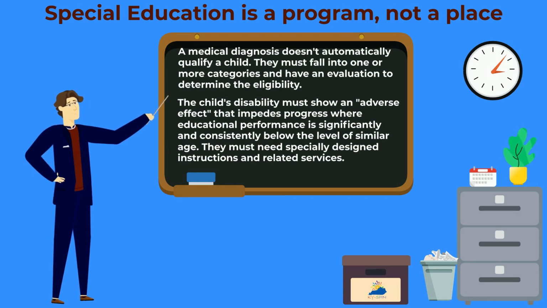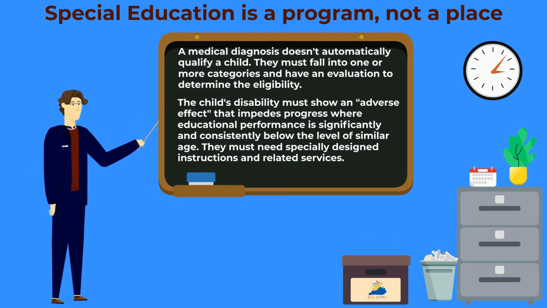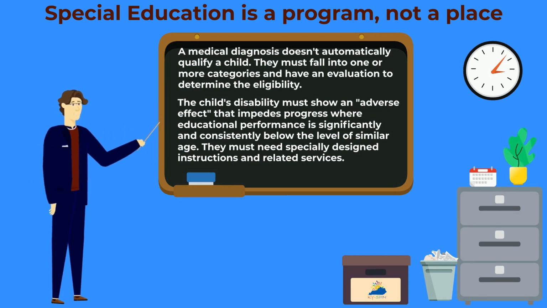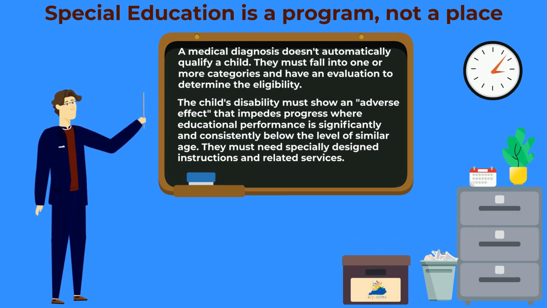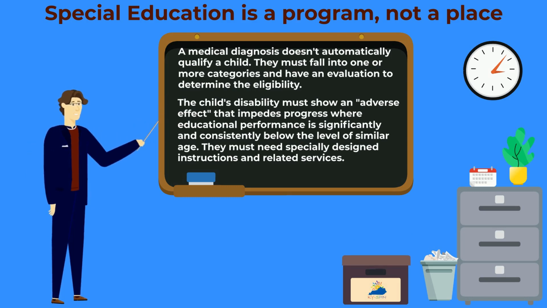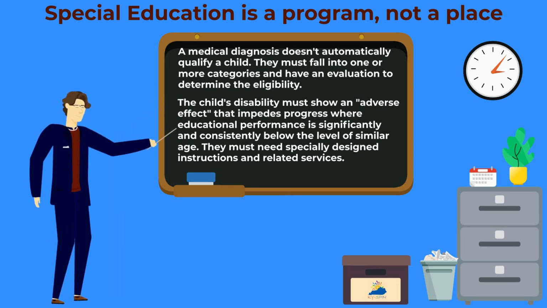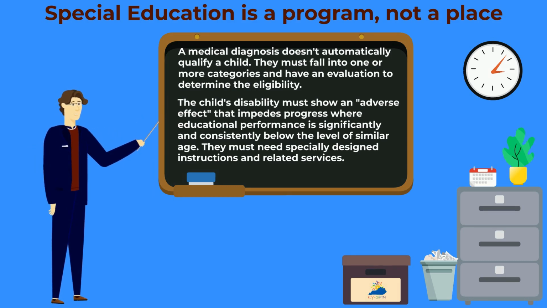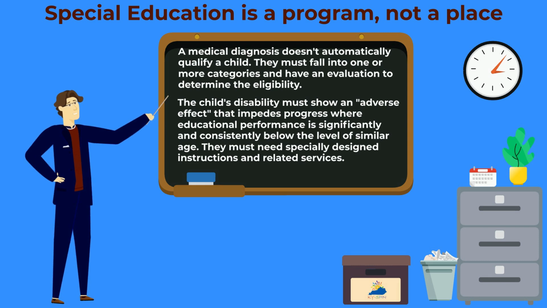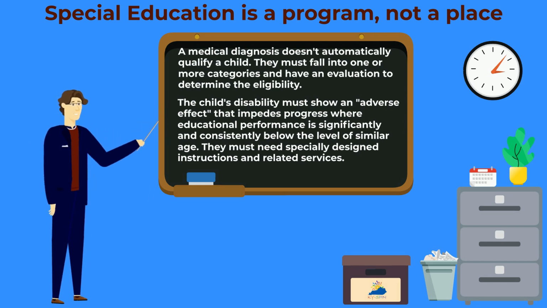Special education is a program, not a place. A medical diagnosis doesn't automatically qualify a child. They must fall into one or more categories and have an evaluation to determine eligibility. The child's disability must show an adverse effect that impedes progress, or educational performance is significantly and consistently below the level of similar age. This needs specially designed instruction and related services.